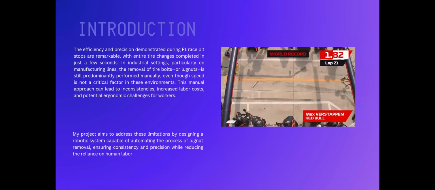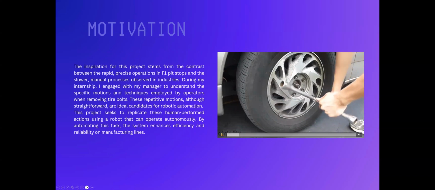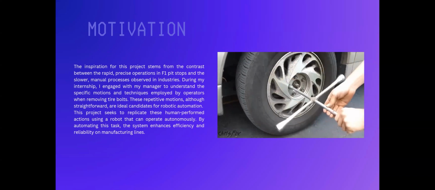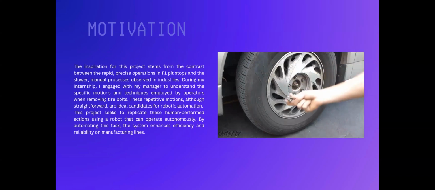But changing of tires is not just a task carried out in F1. It's also carried out in manufacturing industries where it requires human labor and a lot of time. If you can see this video, you might be able to understand how much time is required for a human to go near the tire bolts, remove the bolts, and it also requires a lot of human force. Removing each and every bolt so many times is a repetitive task which can prolong the manufacturing process.